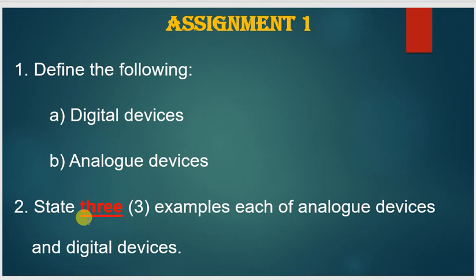So here you can draw a table. At the left side, you can write digital devices. Then at the right side, you write analog devices. Then you give 3 examples each. You write down 3 examples of devices that fall under digital devices and that of analog devices.